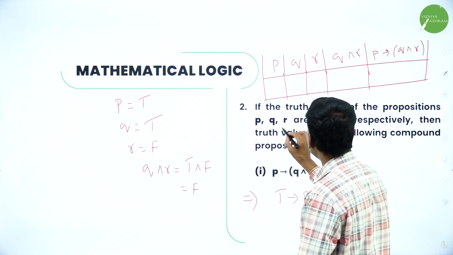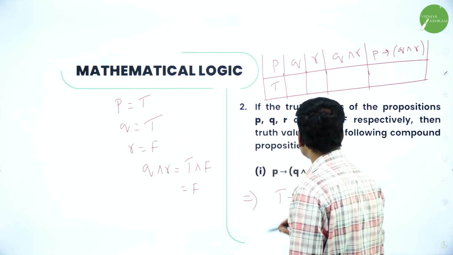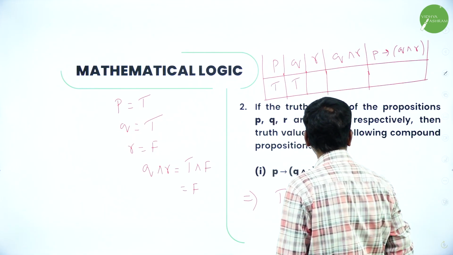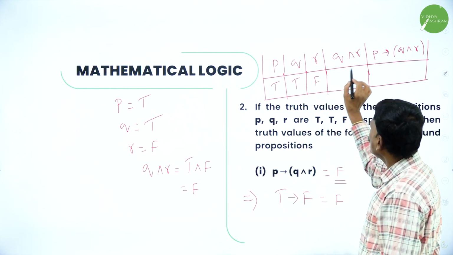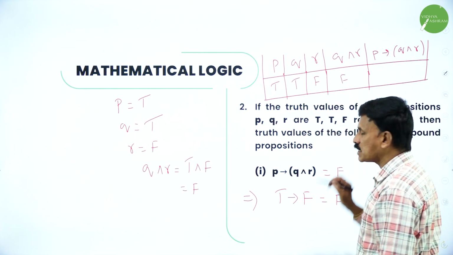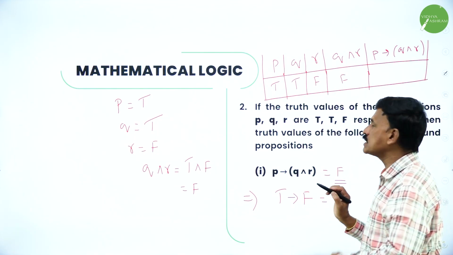What is P? The truth value for P is T. For Q it is true, and for R it is F. Now just write down the conjunction. Conjunction true and false is equal to false. Conjunction true and true is true. In all other cases it is false.